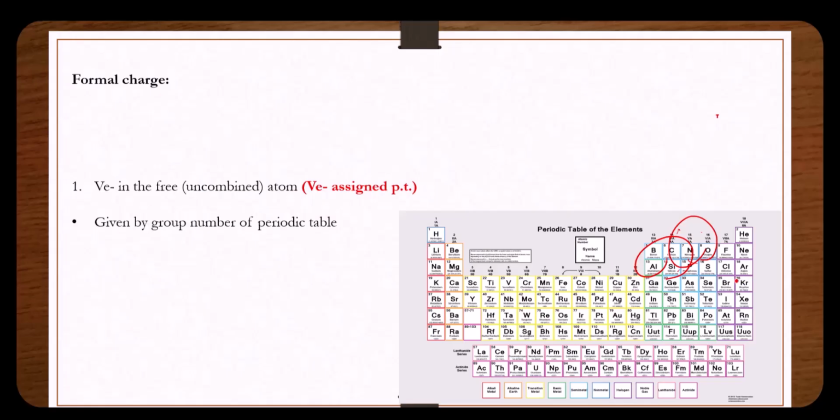Oxygen would be in 6A, so it would have 6 valence electrons, and so on. So the valence electrons of a free atom simply means the atom by itself that is not combined with another atom. We can find that by pulling up a periodic table and seeing what group it's in.